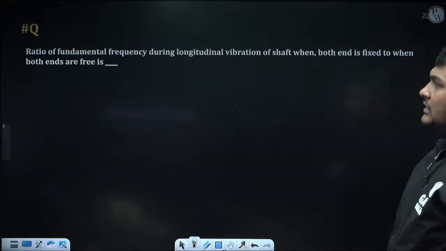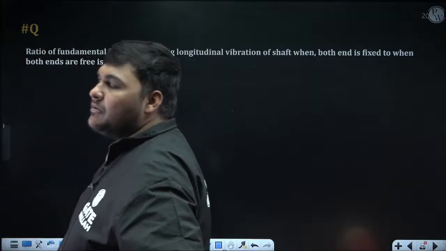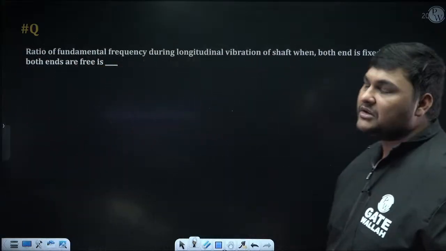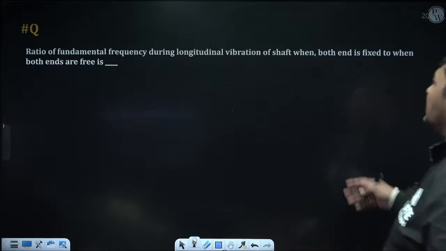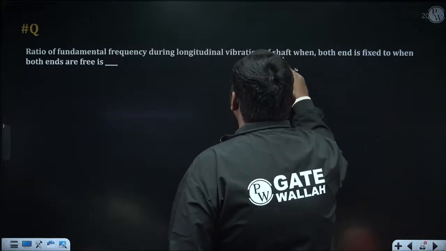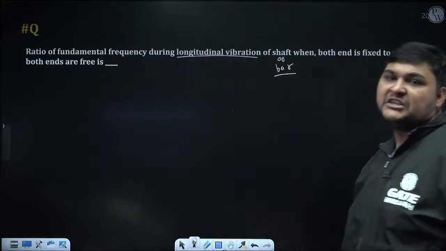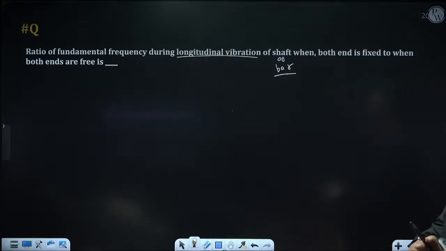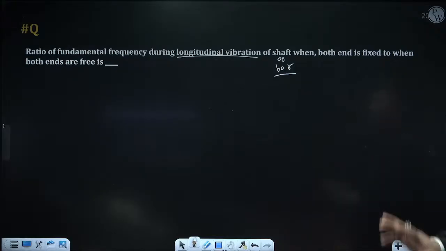Okay, I am discussing some questions related to transverse vibration of string, longitudinal vibration of bar, and torsional vibration of shaft. What is this question saying? What is the ratio of fundamental frequency during longitudinal vibration of shaft? It is written shaft, but actually you can write this as bar. Whether it is bar, beam or shaft, see whether it is longitudinal vibration, torsional vibration or transverse. So it is longitudinal vibration, like longitudinal vibration of a bar, when both ends are fixed to when both ends are free.